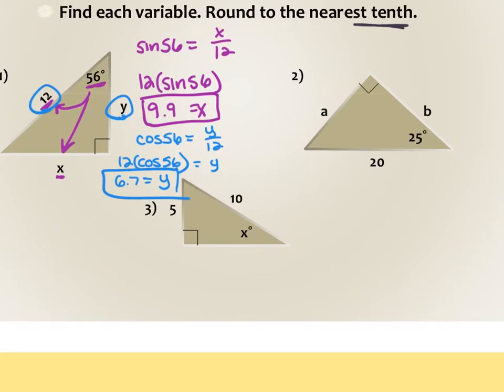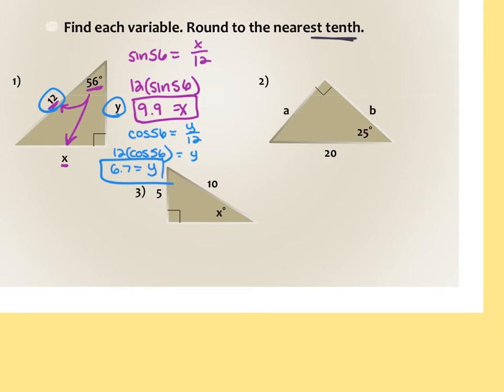Okay, now I'm going to go to 2. Same thing, I have 2 variables. Let's say I want to solve for a first. 25 is opposite the a. 20 is the hypotenuse, so the sine of 25 equals a over 20. Numbers in the bottom again, so 20 times the sine of 25 is 8.45, which is 8.5.